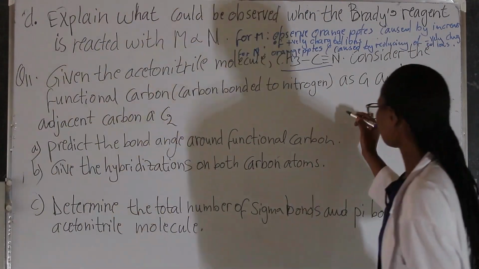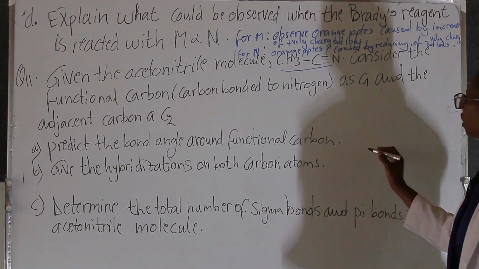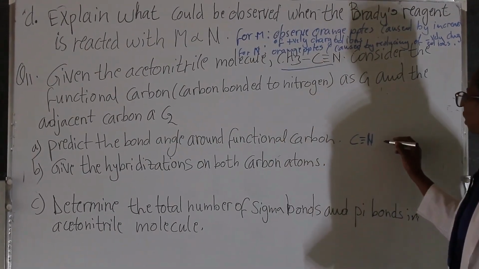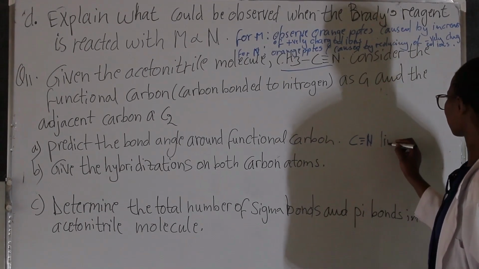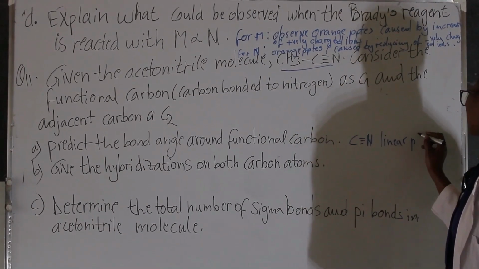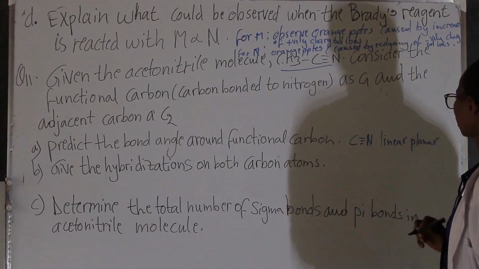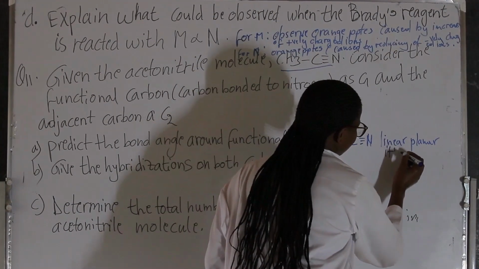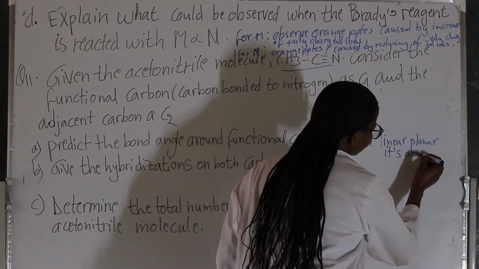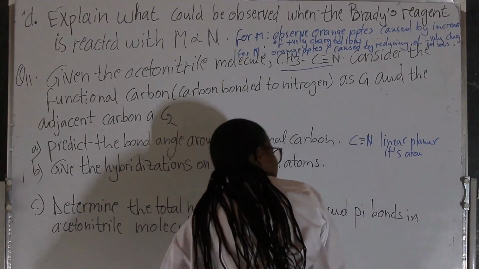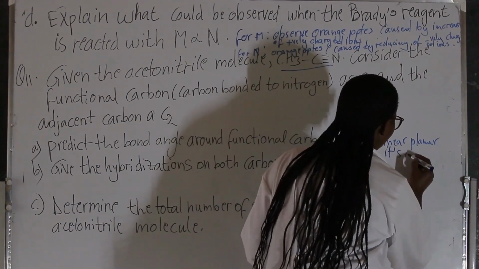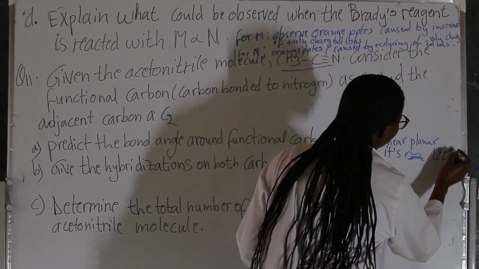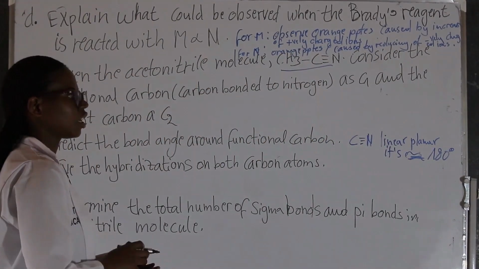The bond angle around the functional carbon. As you see, we have it like this. This is linear planar because it is approximately, let's use approximately, 180 degrees. That is why it is linear planar.